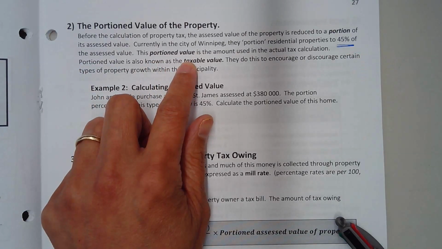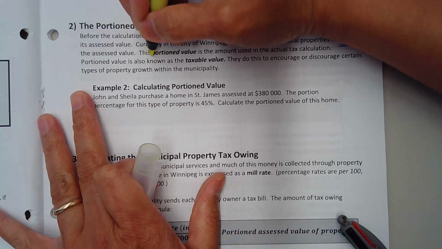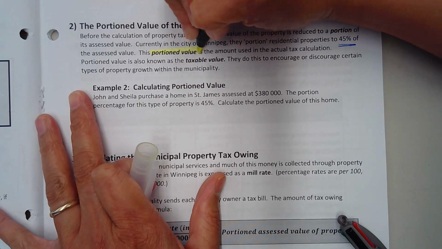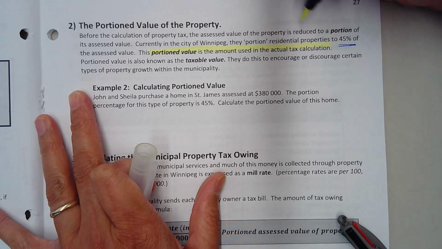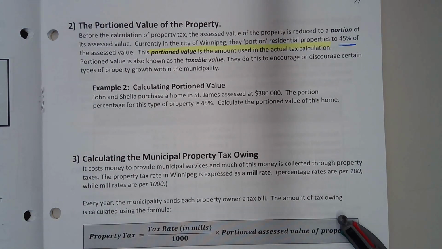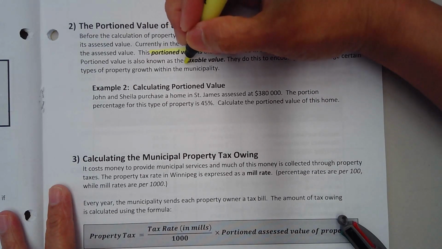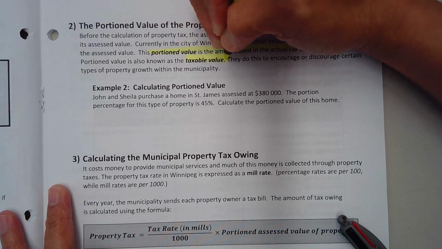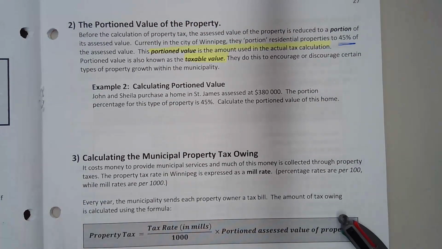The portion value, now I want to highlight this. The portion value is the amount used to calculate the tax. Not the assessed value, but the portion value. That's the one that's being used to calculate our taxes. Another word for portion assessment or portion value is taxable value. That's the other term. If you want to create your study sheet, you could put that down.